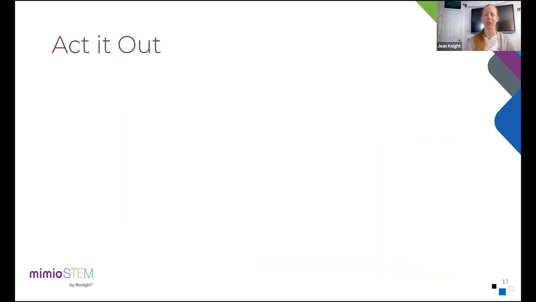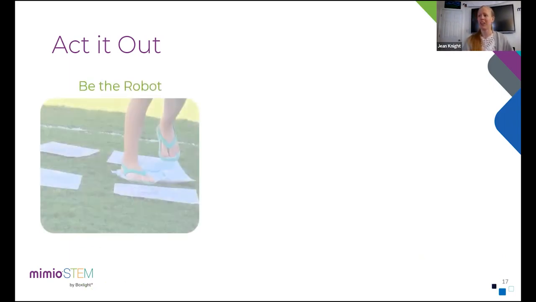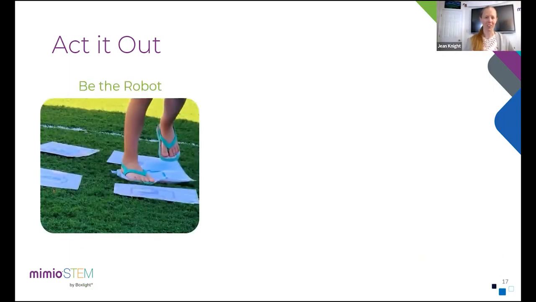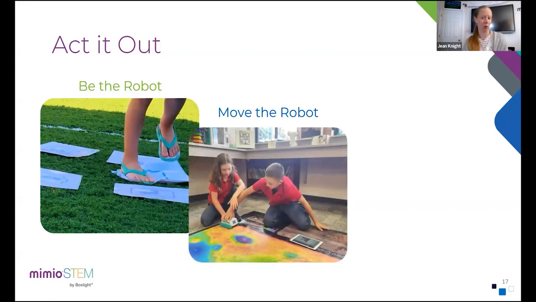But to continue with that question, I mentioned acting it out as one of the ways to troubleshoot. You can either be the robot. So you see there are code blocks here on big pieces of paper where the students are walking along. That's a good way to do the troubleshooting. That's a good way to figure it out. You can also move the robot itself rather than being it yourself. So follow it along the path, follow what it's supposed to do.